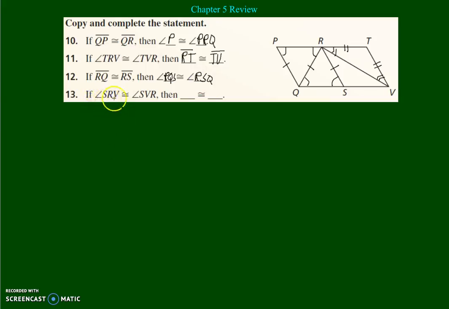We have angle SRV is congruent to angle SVR. So we're going to try and draw three little marks in here. So 1, 2, 3. So this angle and this angle are congruent, which makes this segment congruent to this segment. So segment RS is congruent to segment SV. And that concludes problem 13.